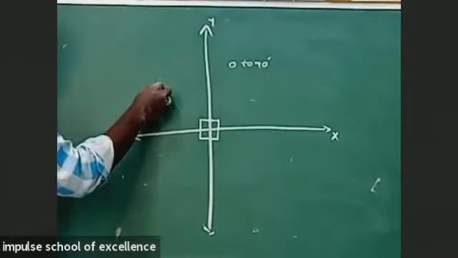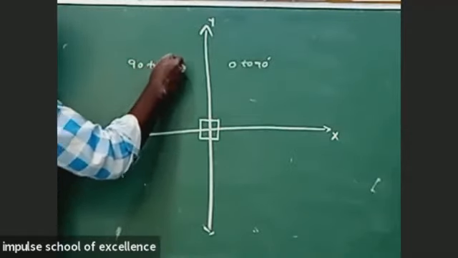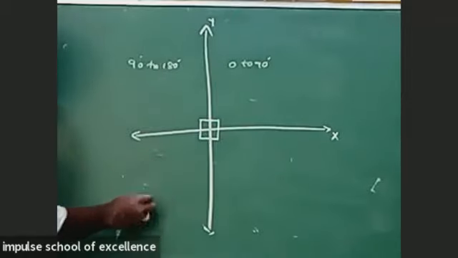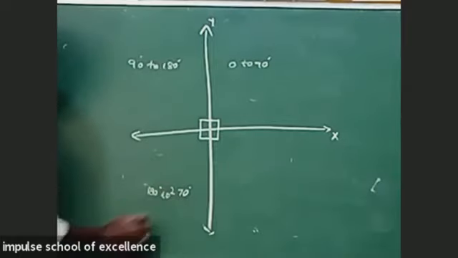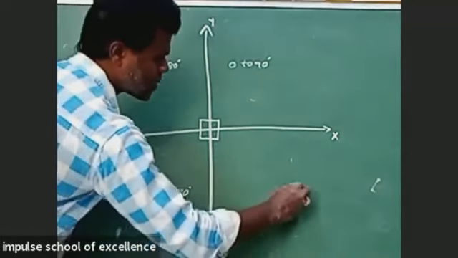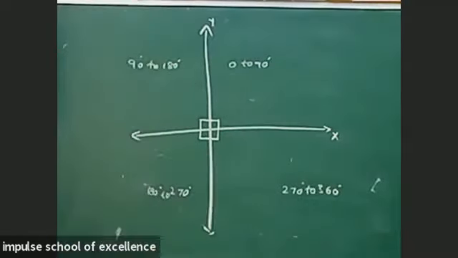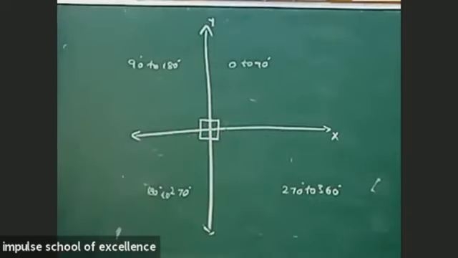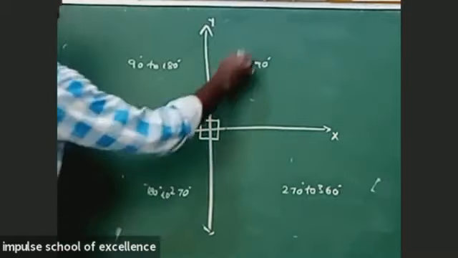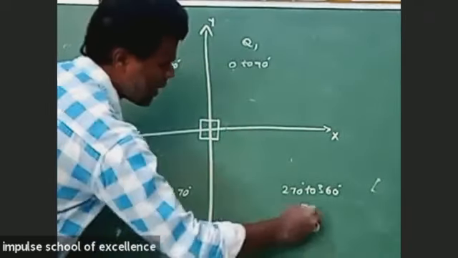In the same way, Q2 is the second coordinate, where the angles are 90 to 180 degrees. In Q3 the angles are 180 to 270 degrees. In Q4 the angles are 270 to 360 degrees. So like that we have the angles. If a revolution is completed, it is called a complete angle. So here it is called Q1, Q2, Q3 and Q4, right?